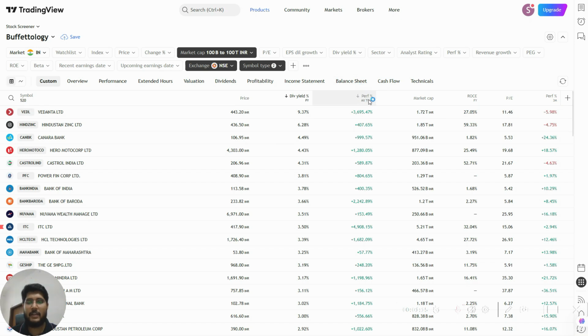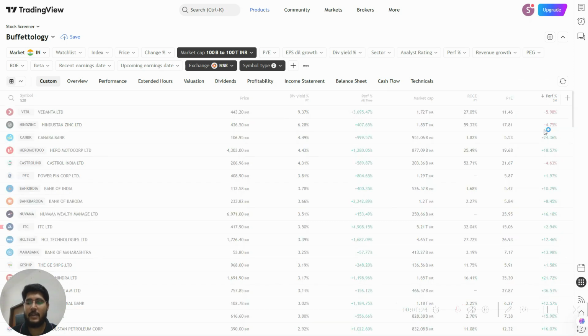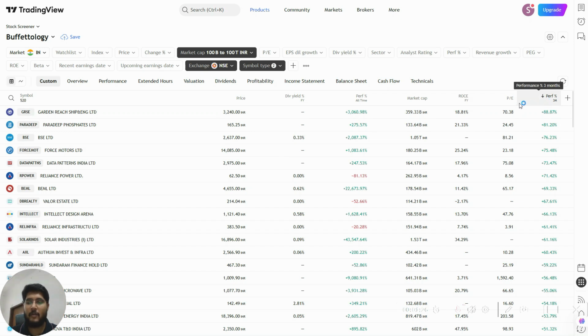Now you have balance sheet, cash flow, technicals, market cap, PE, performance, everything. So if I check which stocks had performed in the last 3 months the most, these are the top 5 or 10 stocks that we can see. What it helps you to understand is which stocks did better vis-a-vis other stocks, and also which stocks could have potential to grow in the future.